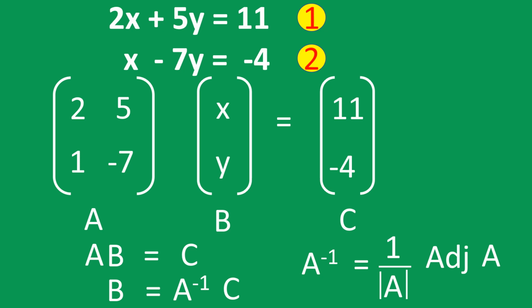Now in matrices, the inverse of A is given by 1 over the determinant of A times the adjoint of A. Like we can see at the bottom right, the inverse of A is given as 1 over the determinant of A times the adjoint of A.